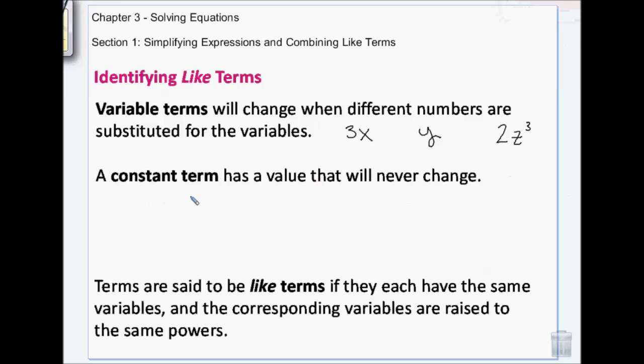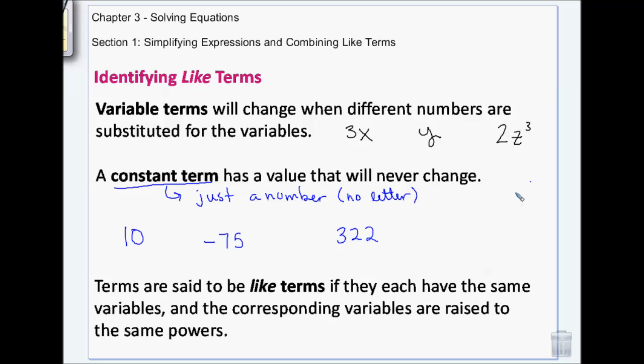A constant is called a constant because it's never going to change. It has a value that never changed. So in other words, a constant is just a number. There are no letters. So 10 is a constant. Negative 75 is a constant. 322, constant. So when you hear constant, it just means a number by itself with no variable.